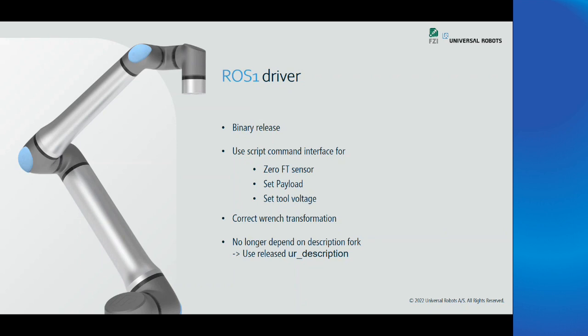And also we've been correcting the wrench transformation. So especially on the E-series, if you have a TCP offset, for example, the wrench could be published in the wrong frame. So this is now fixed, which is a really cool thing.